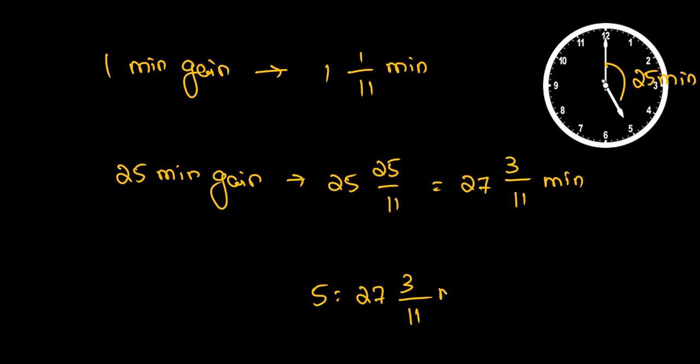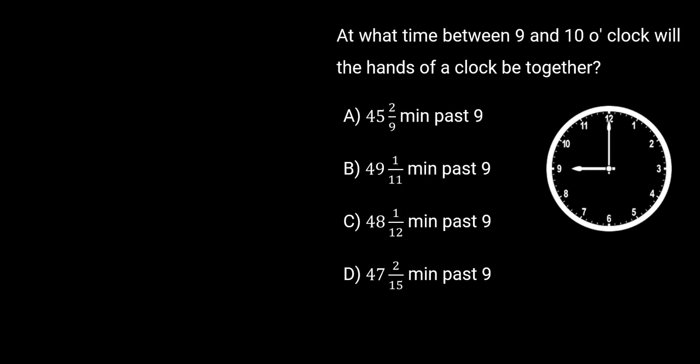Listen, my dear friends, listen. In exam, what they'll give you in options: like 27, 3 by 11 minutes past 5 o'clock. In options, they'll give 16, 4 by 11 minutes past 3 o'clock. 54, 6 by 11 minutes past 10 o'clock, means 10:54, 6 by 11 only. They'll mention like that in options. These are giving timing directly like this. 5:27, 3 by 11. They'll put the options 27, 3 by 11 minutes past 5 o'clock. Now let's see how many of you will give the answer.